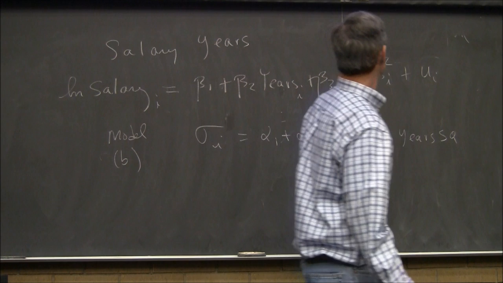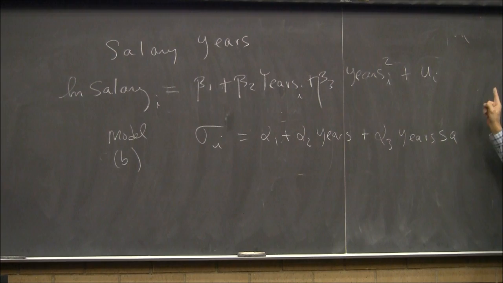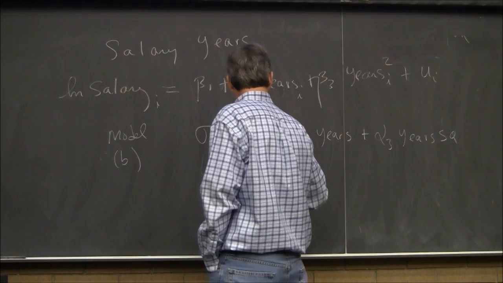And so I'm going to run this, get u_i hat, take the absolute value of u_i hat. So my estimate of this will be the absolute value of u_i hat.